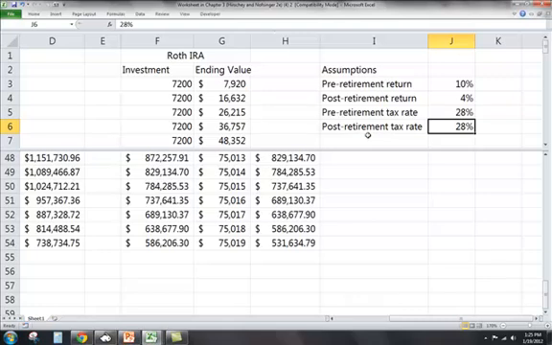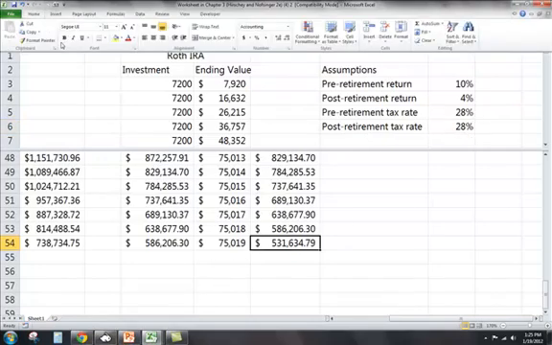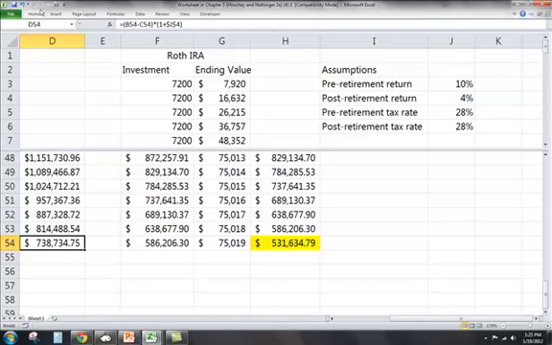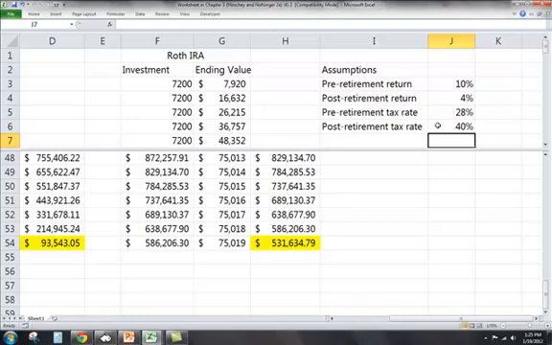So if the tax rate goes up to, let's say, 40%, just watch what happens to these two cells when I increase that tax rate. So with the higher tax rate, the Roth IRA is a much better choice. And notice it didn't change at all because you don't pay taxes on that Roth IRA money after you retire. But with the regular IRA, you pay taxes on your withdrawals.